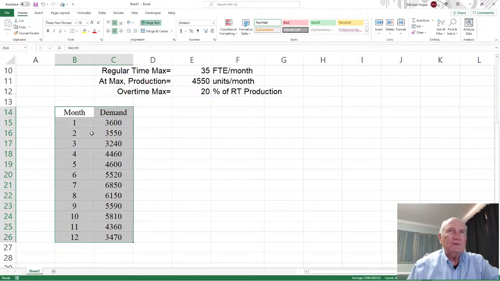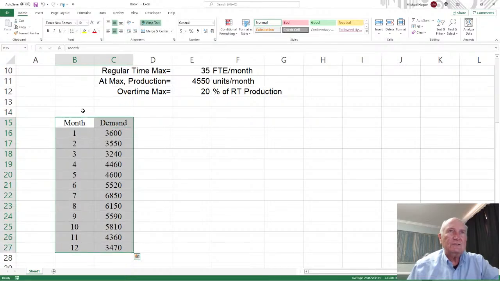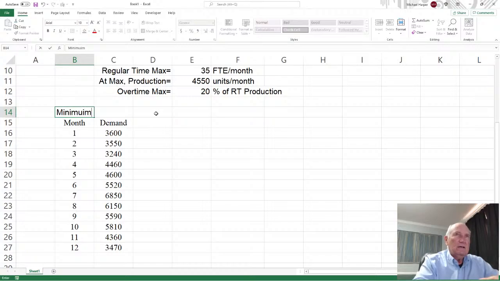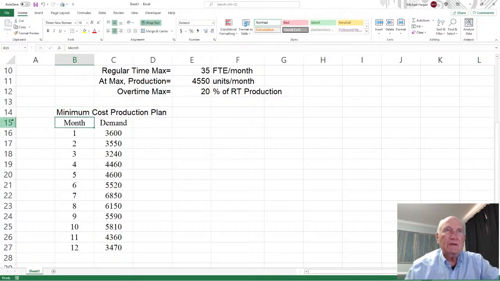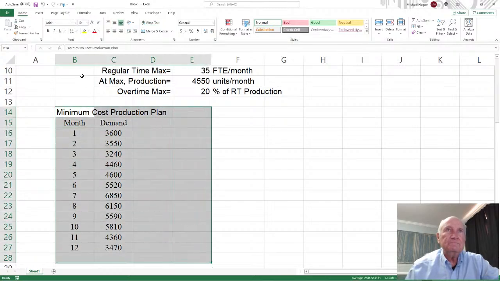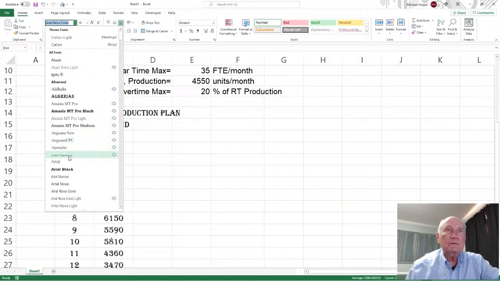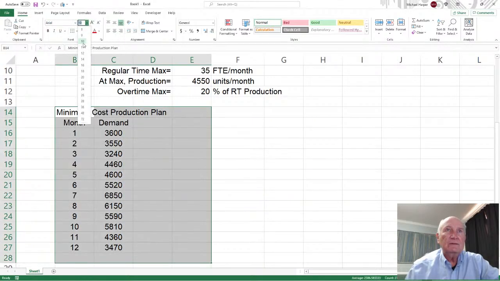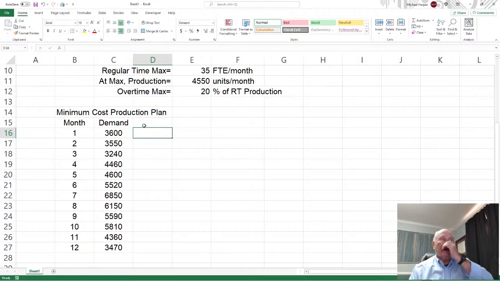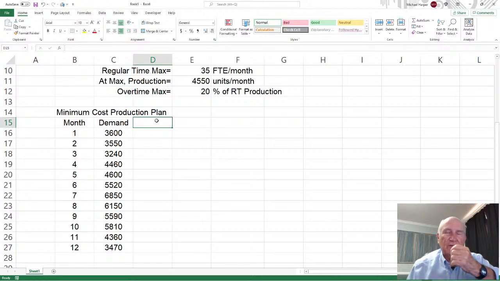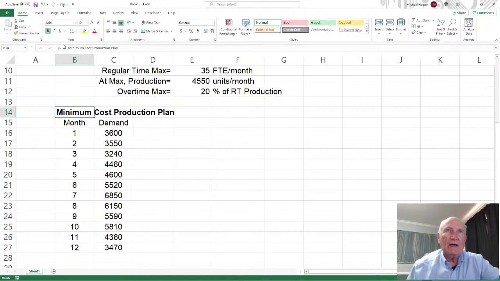Okay, so the first thing let's do, let's do a minimum cost production plan. Let's start with that, and then we can come back and make this Arial and 10 to be consistent with everything else. Let's start with that, because after that we will be able to modify it for the minimum inventory and level capacity. So we'll start with the minimum. We'll bold that and underline it.